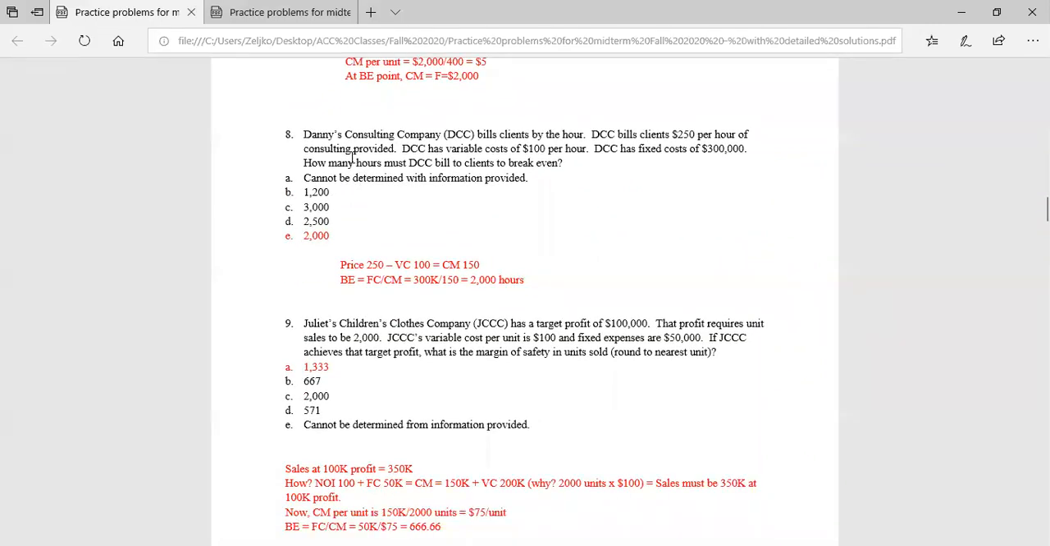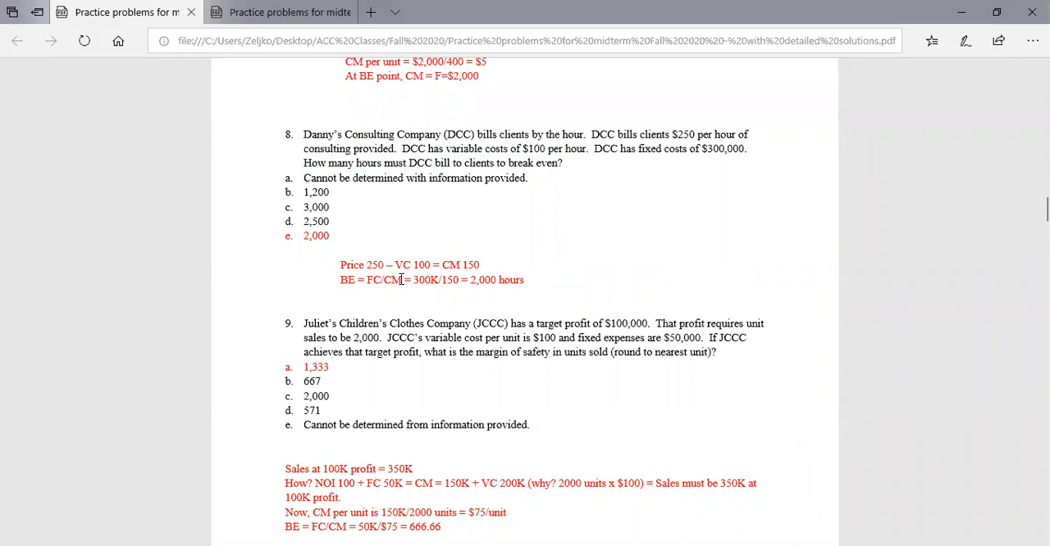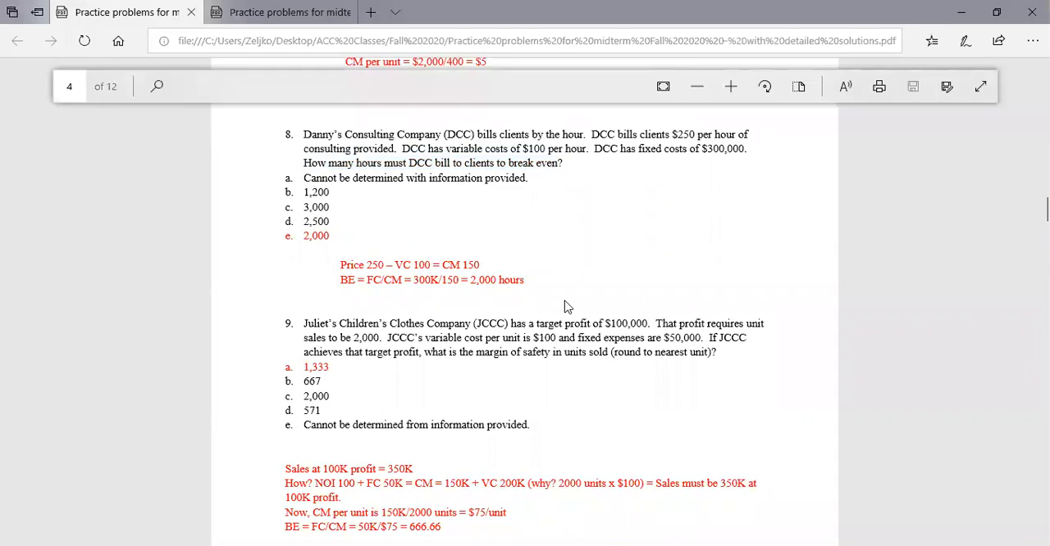Question 8. A Danish consulting company bills clients by the hour. What's the question? How many hours must it bill to break even? Well, we know what break even is. How many hours? That's a question of quantity, right? And the formula is here: fixed cost divided by contribution margin per unit. So we need to know fixed cost and contribution margin per unit.